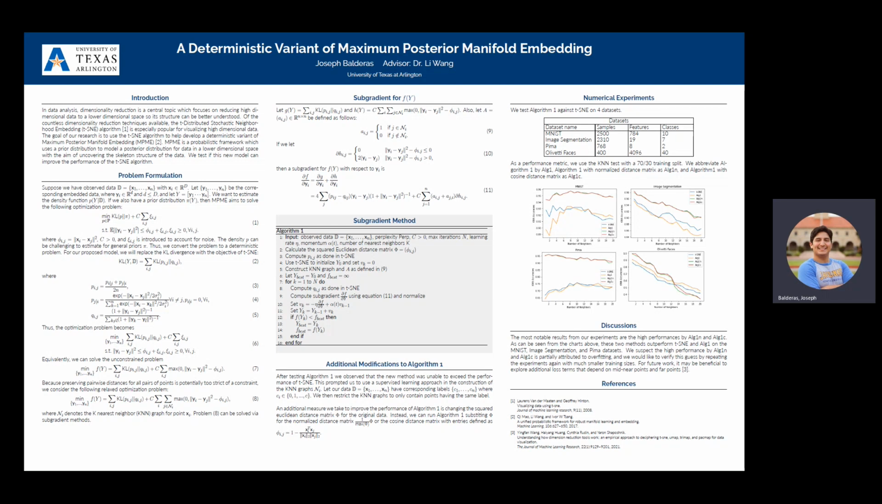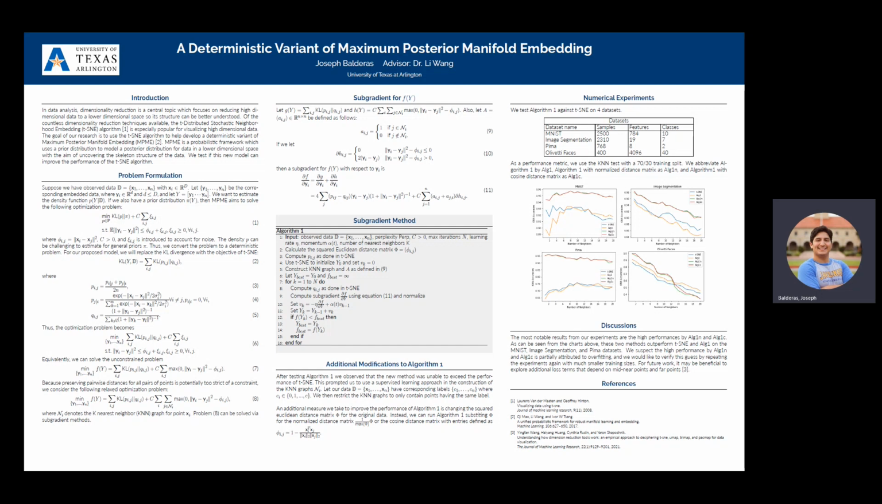Thus, we convert the problem to a deterministic problem. For our proposed model, we will replace the KL divergence in equation 1 with the objective function of the t-SNE algorithm given in equation 2. So the final optimization problem we want to solve is given in equation 7.